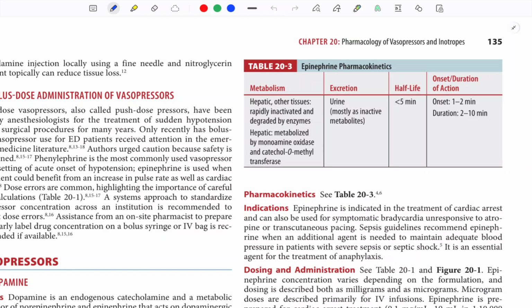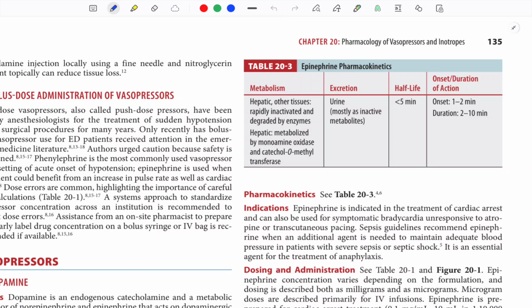Phenylephrine is cleared in liver via oxidative deamination and glucuronidation, excreted in urine. Half-life is 5 minutes. Vasopressin is metabolized by liver and kidneys, excreted in urine. Half-life is 10 to 20 minutes.